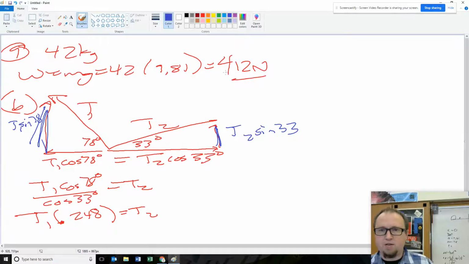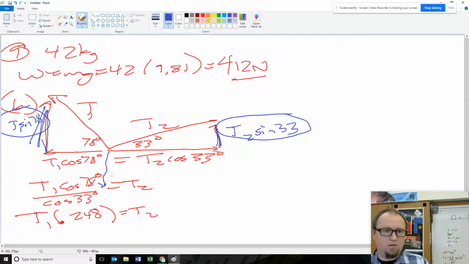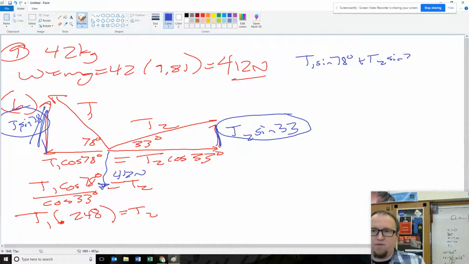So here's the idea. This guy plus this guy upwards equals the weight force downwards, because the weight's the only thing pulling down. So those two upwards are canceling it out. So T1 sine of 78 plus T2 sine of 33 equals 412.